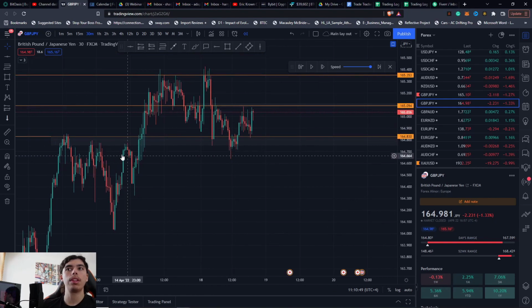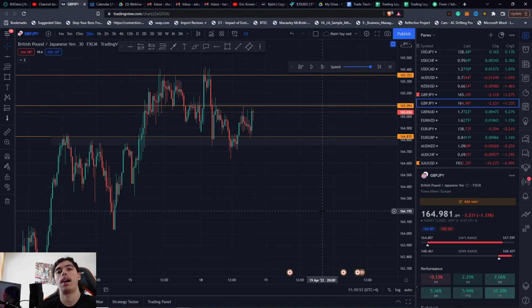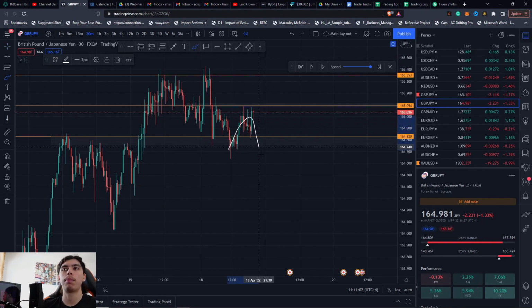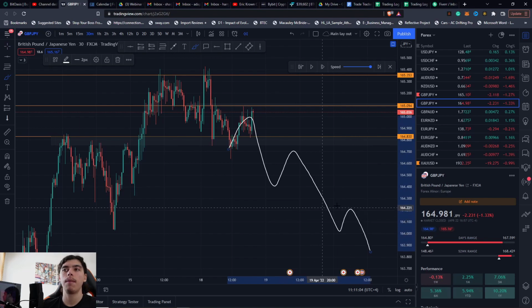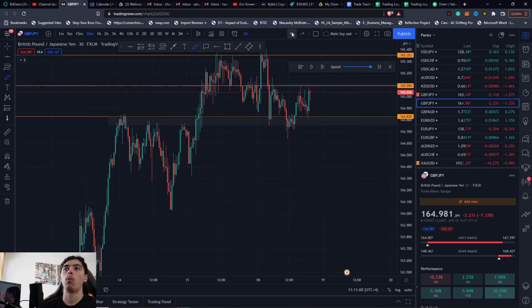But within this, for me, this is just a pullback. And this is where it gets a bit more advanced. And I have in-depth videos of how to read structure like this. But when you know your daily bias, this should be very simple. The deeper price pulls back, the more opportunity there should be to take price to the upside, right? When you know your daily bias.